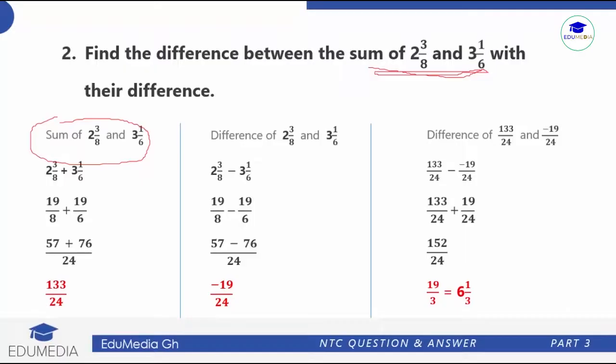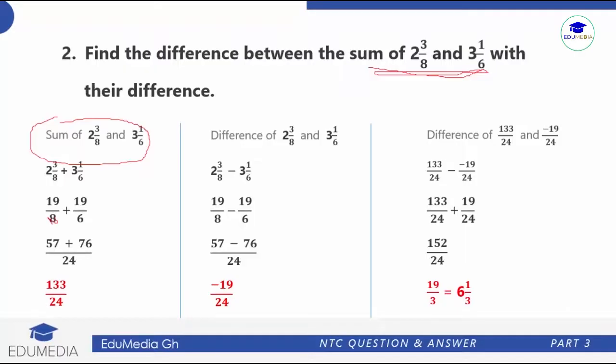Let me just do this here. When we got here, I said 8 will go into 24. So 8 goes into 24 three times. So 3 times this 19 is what gives us the 57.